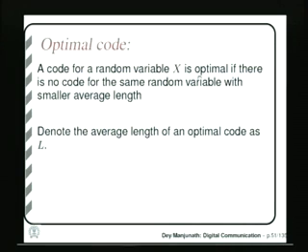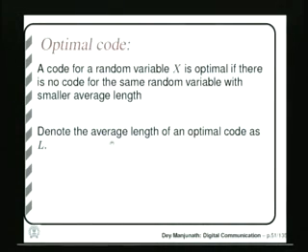So, what is meant by optimal code? It simply means that a code for a random variable X is optimal if there is no code for the same random variable with smaller average length. So, this code achieves the minimum average length that is possible for that particular random variable. That means that particular code will give us the maximum compression on average for that random variable. Okay. So, we will denote the average length of an optimal code as L* from now on. Remember that L* is not the average length of any given code, it will denote the length of an optimal code. So, this length will be the minimum achievable length over all possible codes.